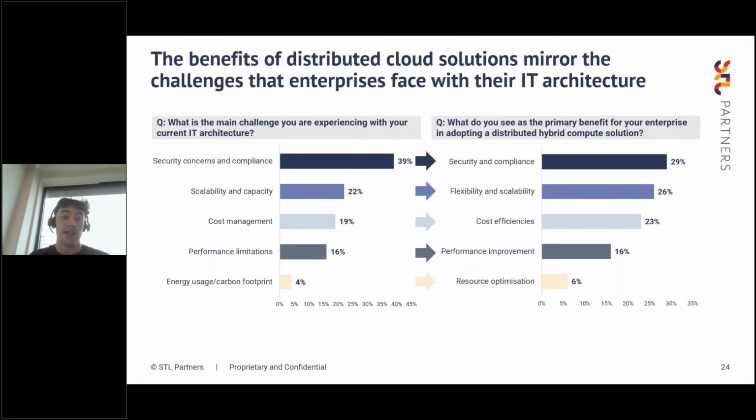It also enables enterprises to allocate workloads to the most cost-effective infrastructure based on resource availability and budget, aiding cost efficiencies. And finally, distributed hybrid compute facilitates organizations to place computing resources closer to the end users, improving performance. All of this shows that pursuing a distributed hybrid compute strategy enables enterprises to mitigate the current challenges they're experiencing with their IT architecture, with synergies in increased security, flexibility, cost efficiencies, and performance.